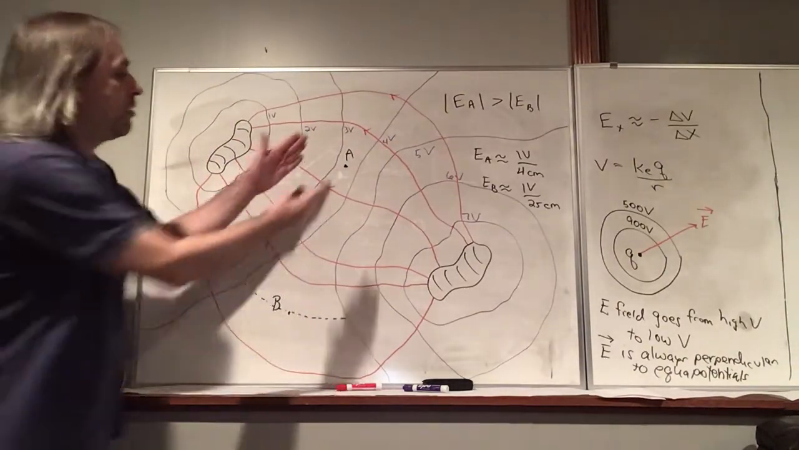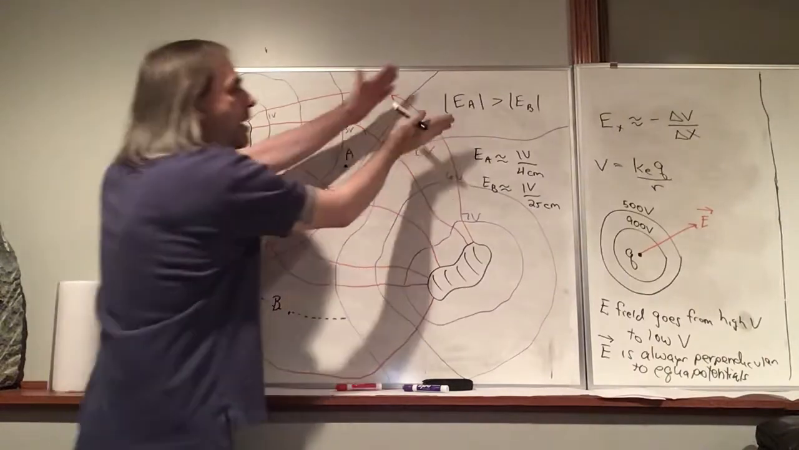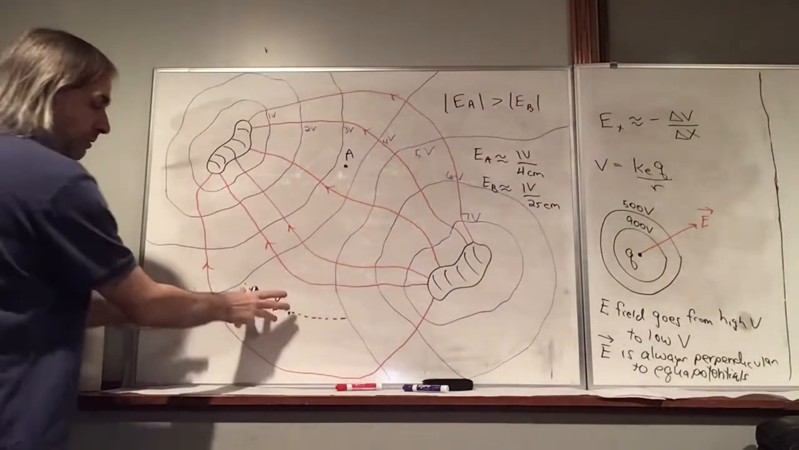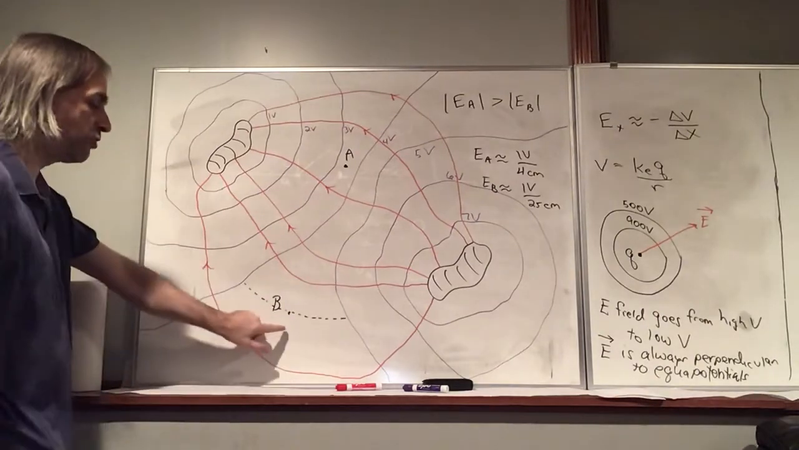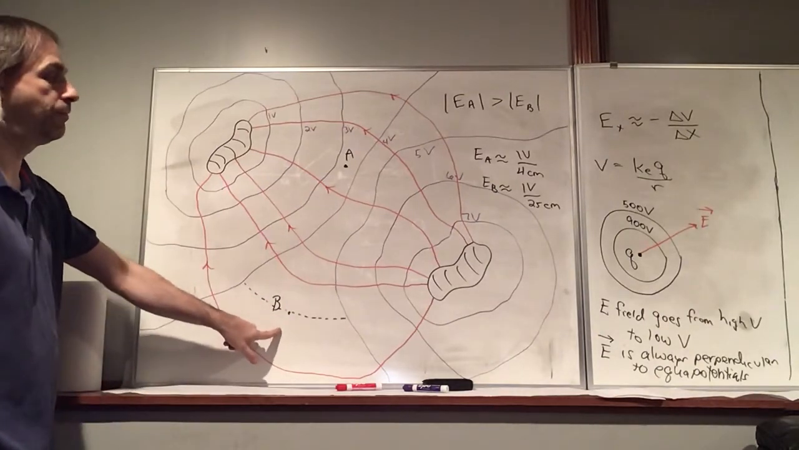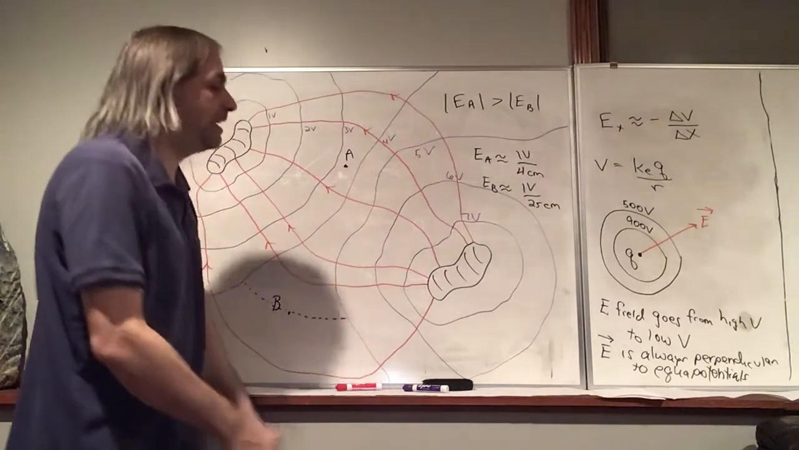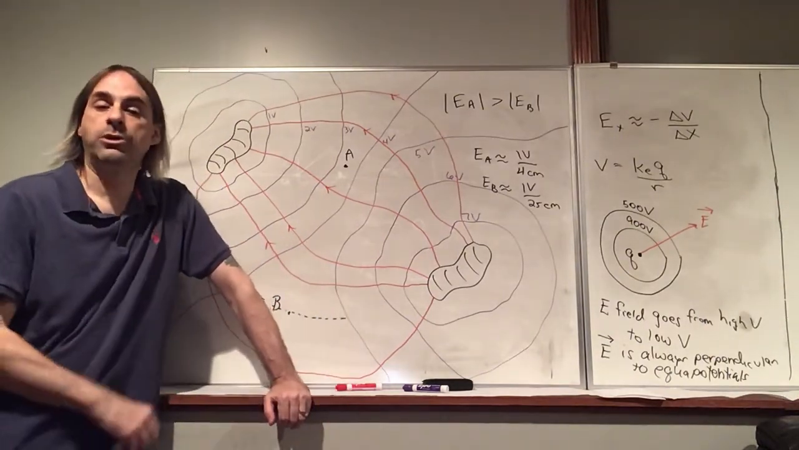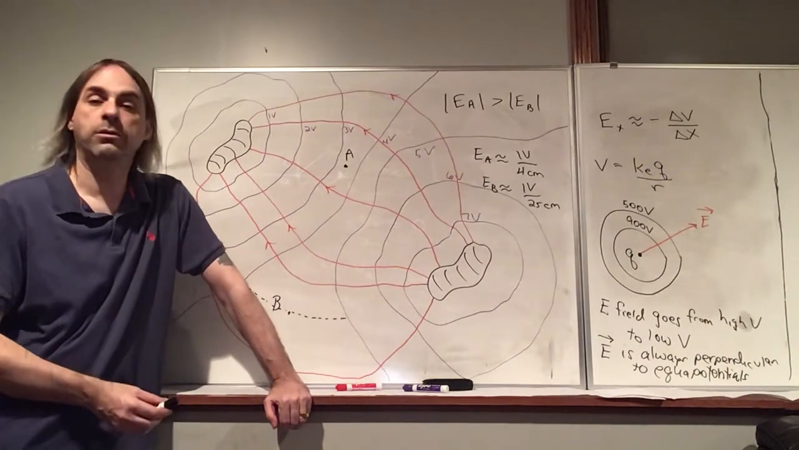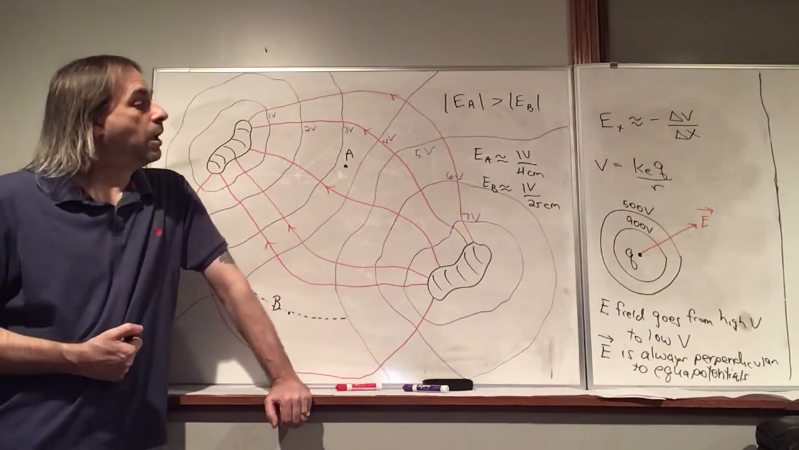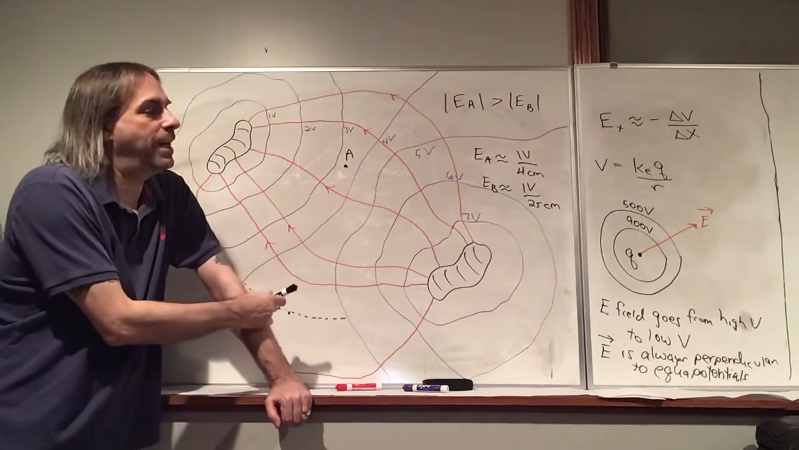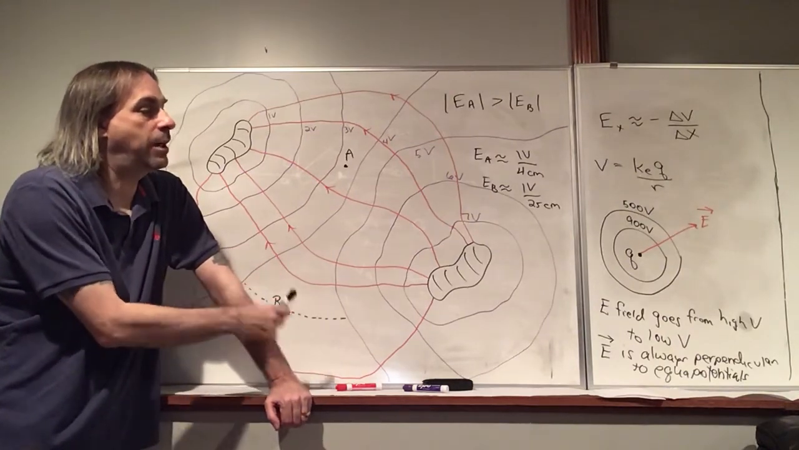Like here where they're close together, the field's kind of strong. Here where these lines are really spread out, especially over here, the electric field is much weaker. So the idea is if you know what the potential looks like, you also know the electric field. All right, I think that'll be it for this lecture.